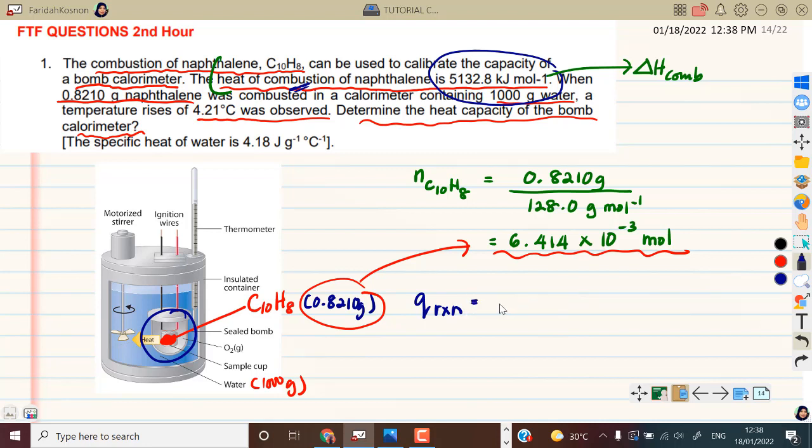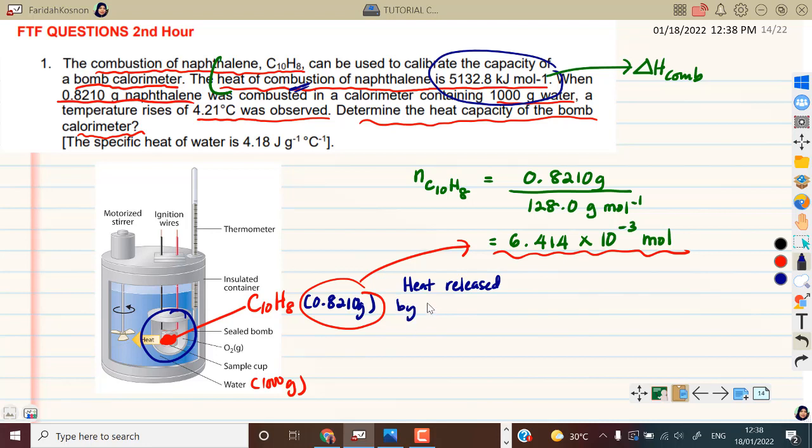So, Q reaction equals to negative. Okay, kita ada apa kat sini? Kita ada water because heat will be absorbed by water and the calorimeter, right? And the calorimeter itself. Jadi, seelok-eloknya kita tulis macam ni dulu. Sebelum kita tulis formula, better you tulis dia punya konsep. Heat release.